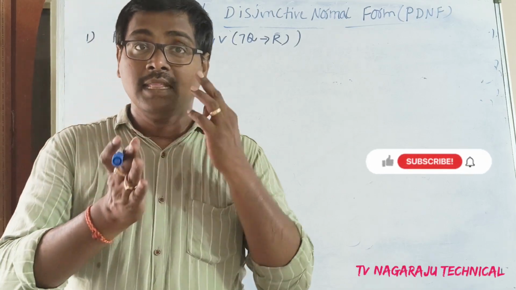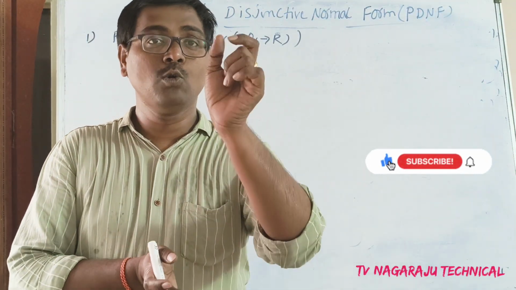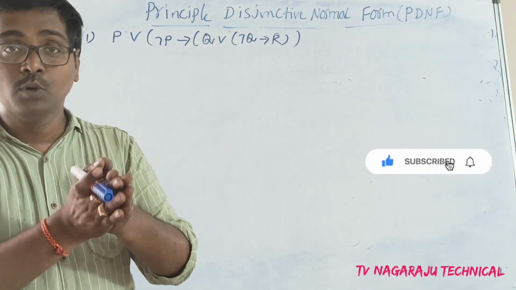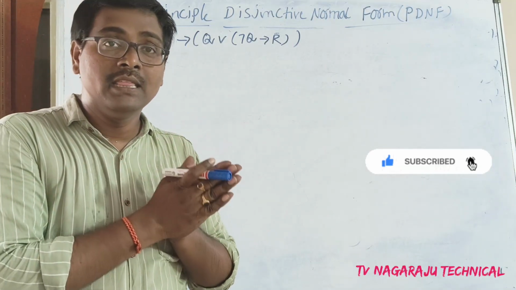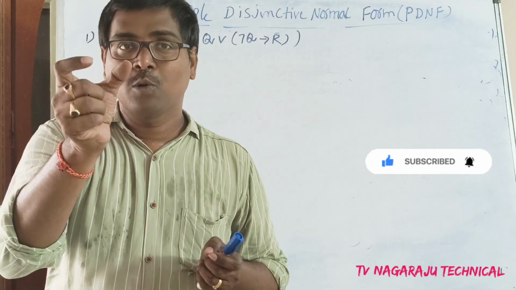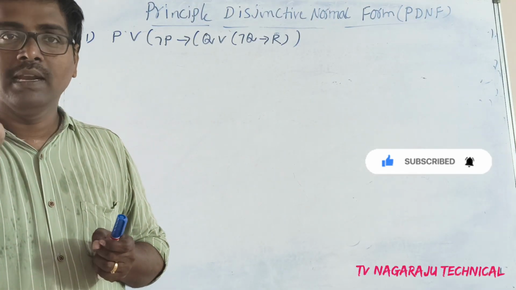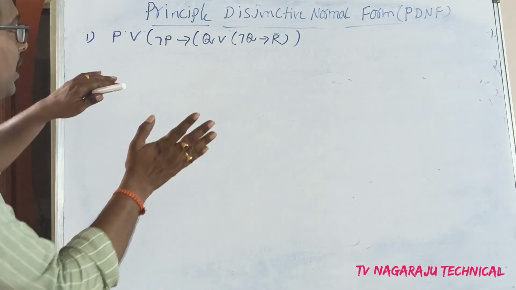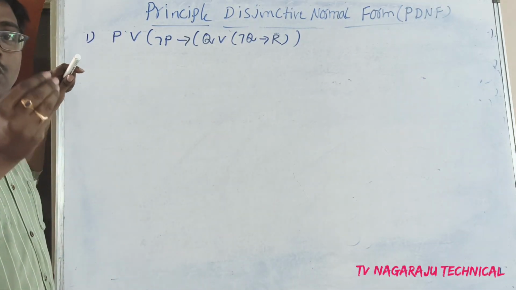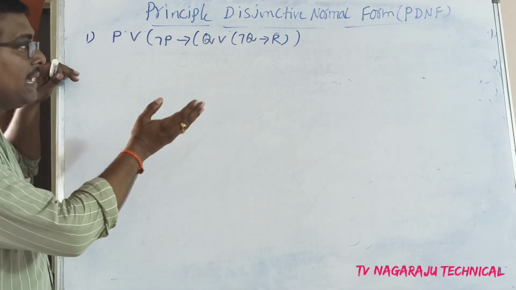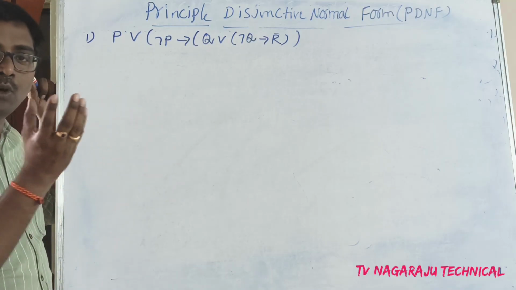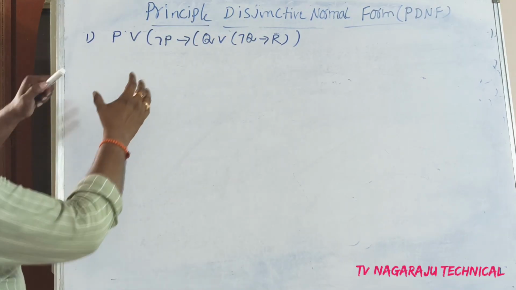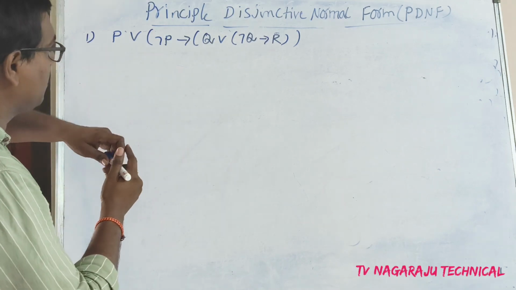Welcome to our channel. In the last session, we discussed how to convert the given logical expression into principal disjunctive normal form. In that, for the product term, whatever literal is missing, we simply add the literal. Now, in this approach, without adding the literal, we construct the principal disjunctive normal form by constructing the truth table. First, this is the example.